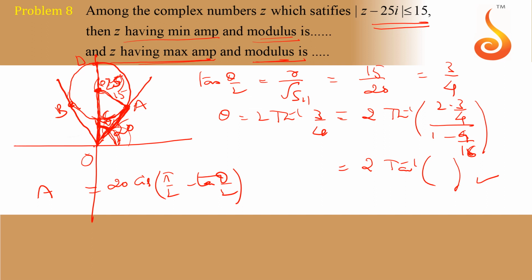Then you can find the point B also, because you can say B is the reflection of A in the second quadrant. And what is the C point? C is 10i. And what will be the D point? Because already at 25, another 15, so 40i. So we got all the z values. Minimum amp is A, maximum amp is B, minimum modulus is C, maximum modulus is D.